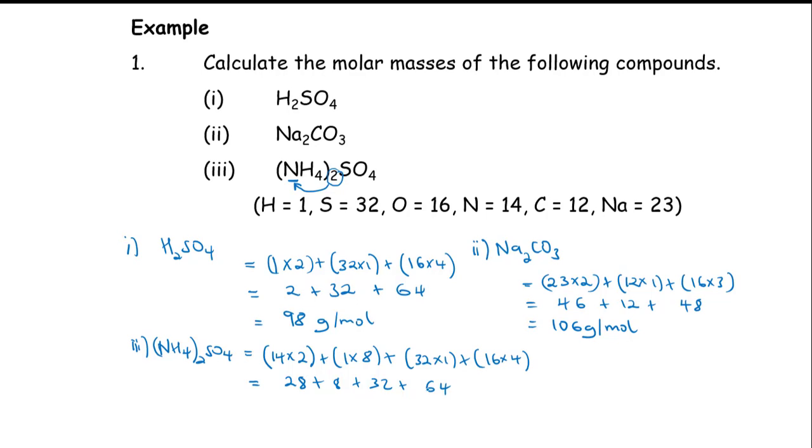So when you add all that together, 28 plus 8 plus 32 plus 64, I'm getting 132. So this will be grams per mole. You can also write it like that. So that's briefly how we can come up with the molar mass of a given compound, if at all we know the formula of that given compound.